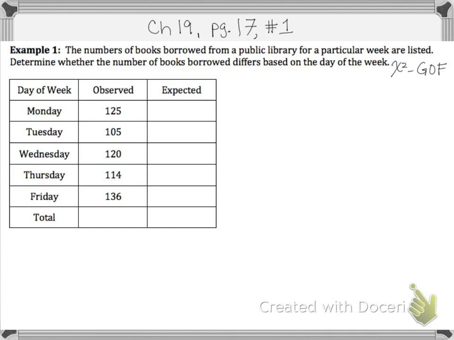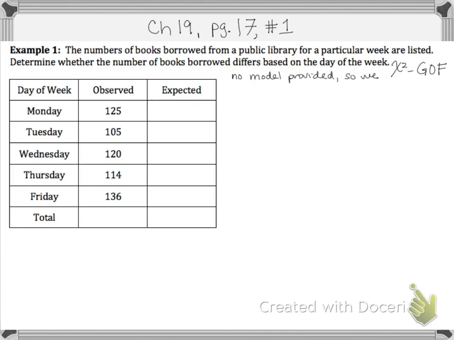Okay, so here's what we're going to do. In example 1, we want to talk about whether or not we are given a model or they're assuming that every value in the expected column is the same, which would be a uniform model. So let's read. It says the number of books borrowed from a public library for a particular week are listed. Determine whether the number of books borrowed differs based on the day of the week. Okay, so no model is provided.